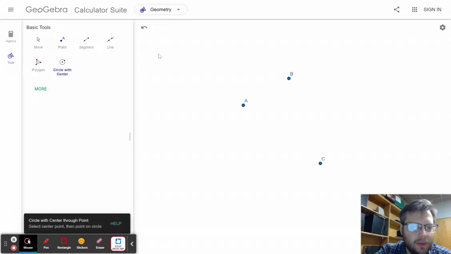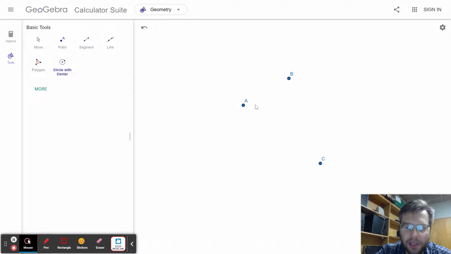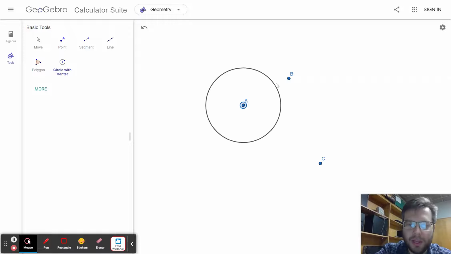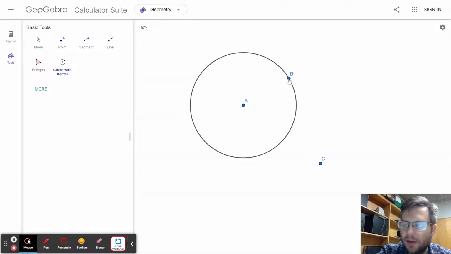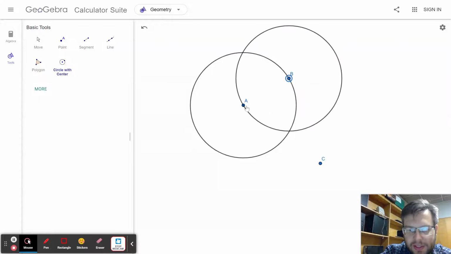So when you're doing this, the circle with center tool that I'm using on GeoGebra is just like putting your compass's pivot point. So you put the pivot point on A, and then you can spin it around at any distance from A. So you make your distance from A equal to the distance AB. And that gives you a circle. So every point on that circle is the same distance away from A. And you play the same game with just the center on B and the radius of AB.